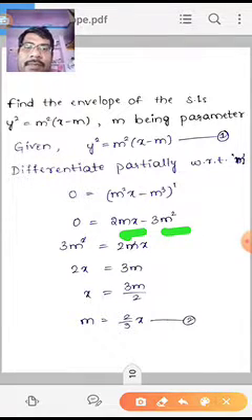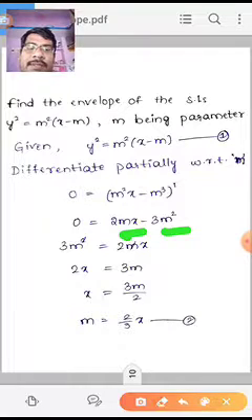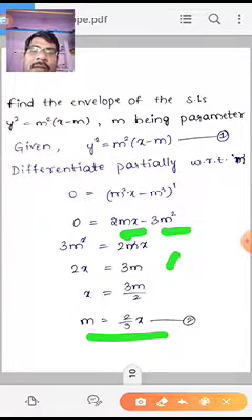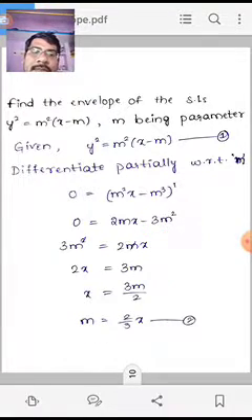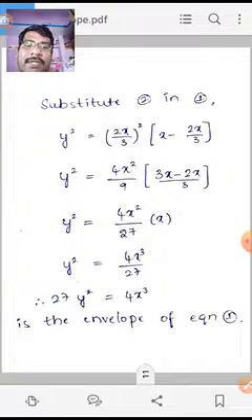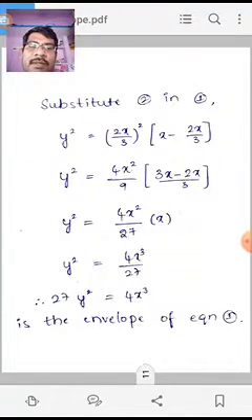Here we have to simplify it, m is the common, that is 2x is equal to 3m, x is equal to 3m by 2, here m is equal to 2 by 3 into x. You have to substitute in equation 1, you have to simplify it, that is equal to 27y square is equal to 4x cube is the envelope of the equation 1.